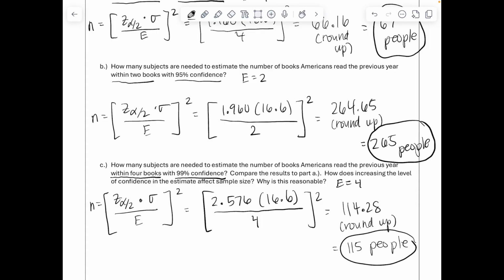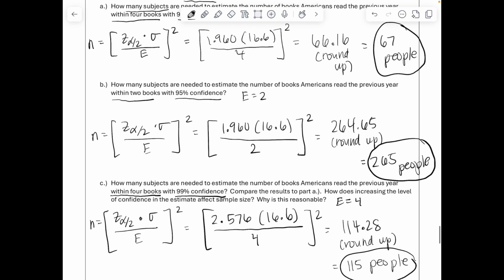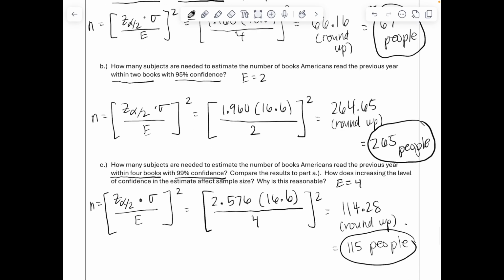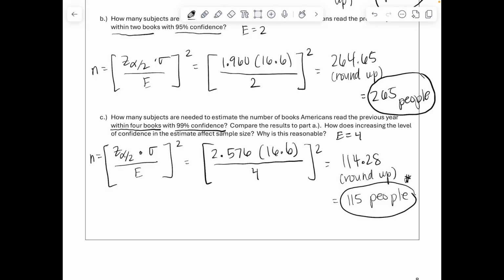So the other part of this question says to compare results to part A. How does increasing the level of confidence in the estimate affect the sample size? Why is this reasonable? So we went from being in part A, being 95% confident, and we needed to survey 67 people. Still the same margin of error was still 4 for that one, along with part C. Part C, the difference is that our confidence increased, and in order to have an increased confidence, we had to survey more people. So I would feel more confident if we had a survey done of more people, and that's usually typically the case.